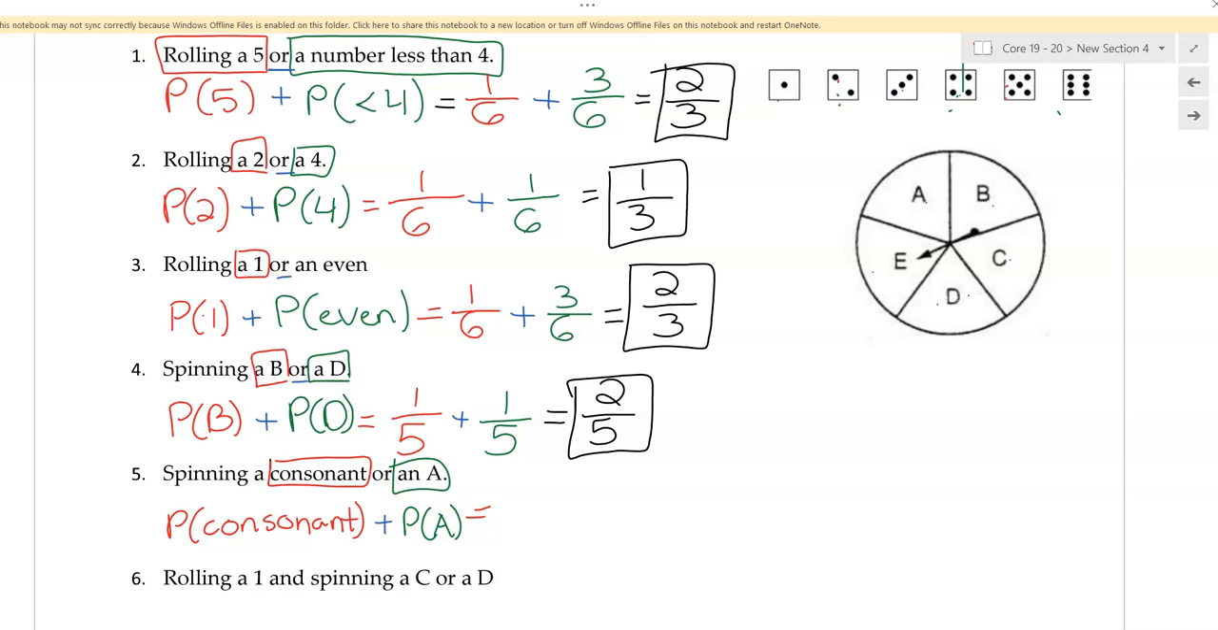And your consonants, right? Well, A, E, I, O, and U are vowels, so our consonants are the letters that aren't A, E, I, O, or U. So B, C, and D are consonants, right? So there's 3 out of 5. Right, B, C, and D.